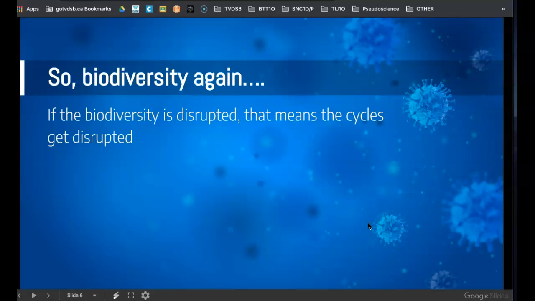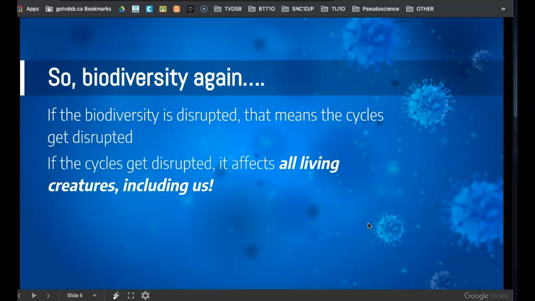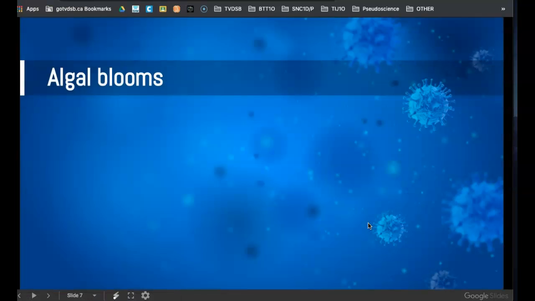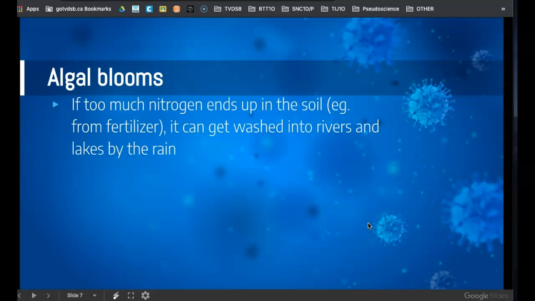So biodiversity, again, is very important. If those cycles get disrupted, it affects all living creatures, including us. All right? So a simple plant dying, or a simple species of plants dying, can cause a very drastic effect on other organisms. Now, let's look at a specific example. You may have heard of algae before, but we're going to talk about what are called algal blooms. So as opposed to not enough of something, what happens if we have too much nitrogen ending up in the soil?